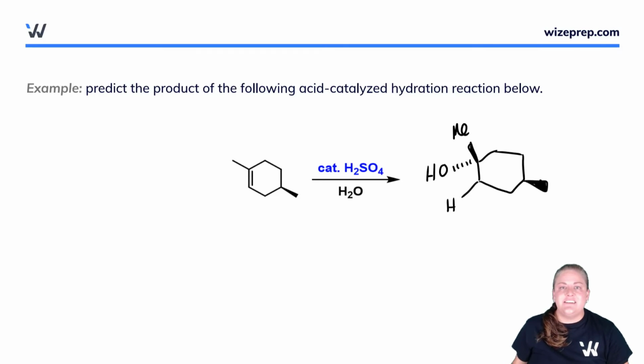So hydrohalogenation and hydration of an alkene, very similar, where we get Markovnikov addition, we have a carbocation intermediate, and we check for chirality because of attack of this sp2 hybridized carbocation.